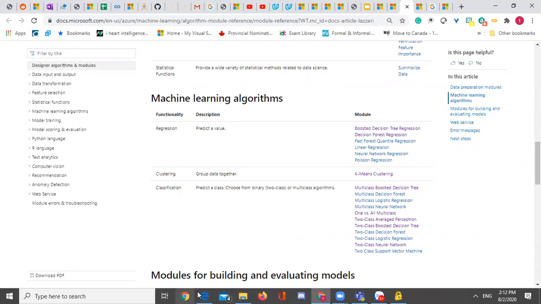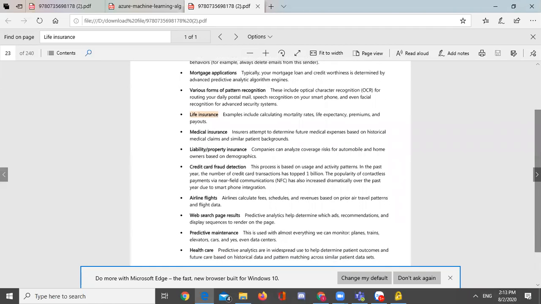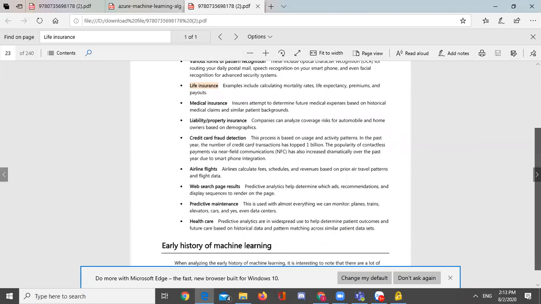Okay, let's do five more, then we'll move on. I think let's spend another 15 minutes to build scenarios. I think these are very good examples. So let's spend another 15 minutes, then we will move on to another section on the Azure Machine Learning Studio.